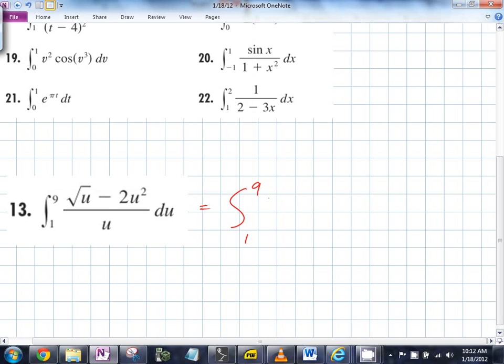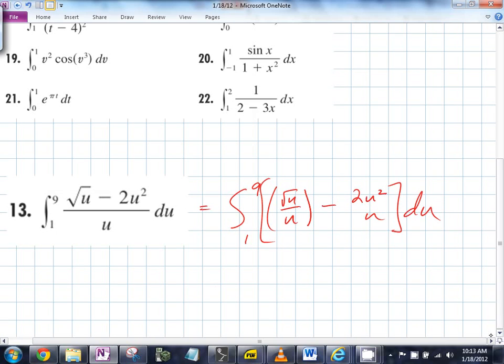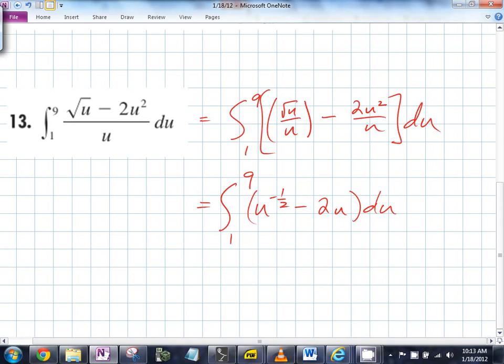We're going to make it into the square root of u over u minus 2u squared over u, right? What's the square root of u over u? U to the what? Yep. Minus 2u du. Now you just what? Anti-differentiate. Now you take the integral. So it's going to be u to what power? 1/2. So what do you have to put in front of the u? A 2 minus u squared, and we're going from 1 to 9.